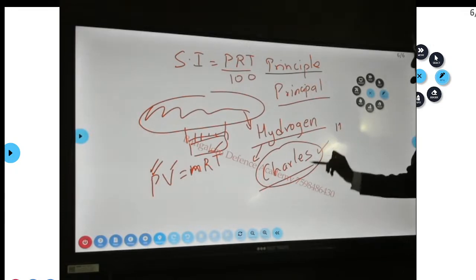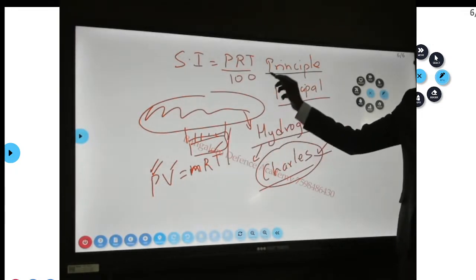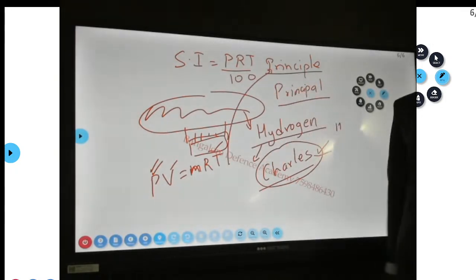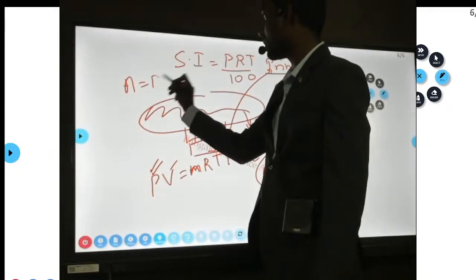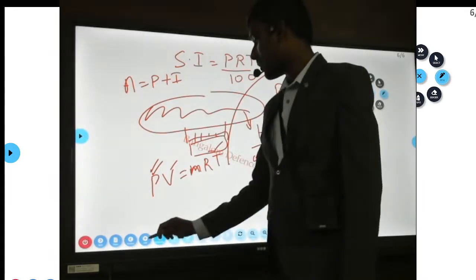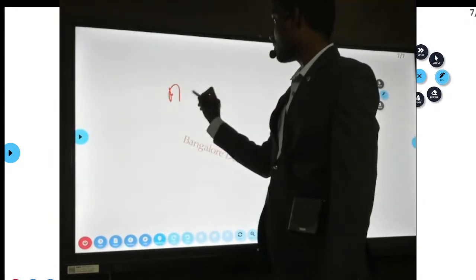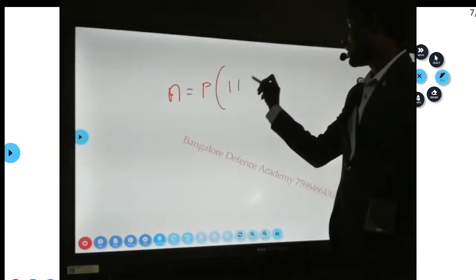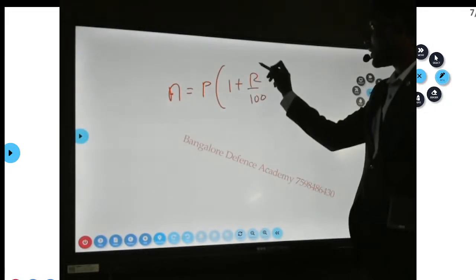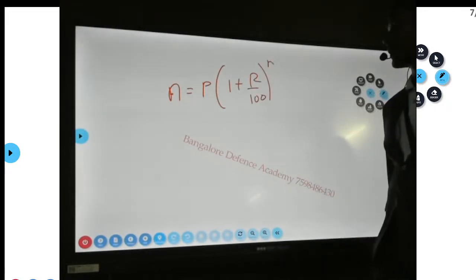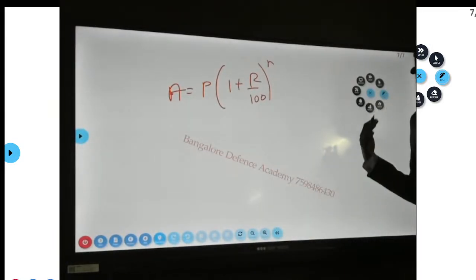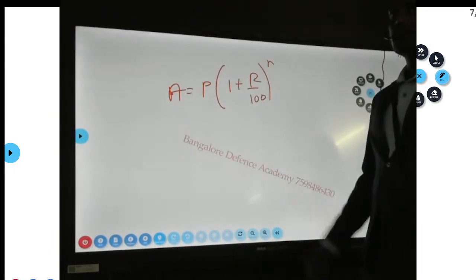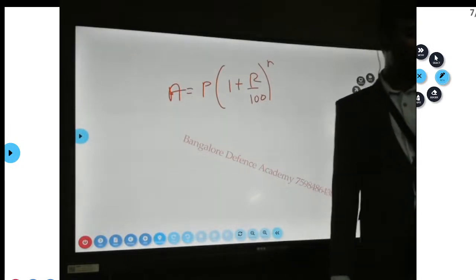So can I say Charles gave this principle? Do you understand? Principle means some set of rules that you should follow. Next, amount is equal to principal plus interest. Next formula. Next, compound interest formula. Amount is equal to principal (1 plus r by 100) to the power of n. So this is the formula for the compound interest. Now it depends on your questions how you are going to use the formulas. Got it? Next.